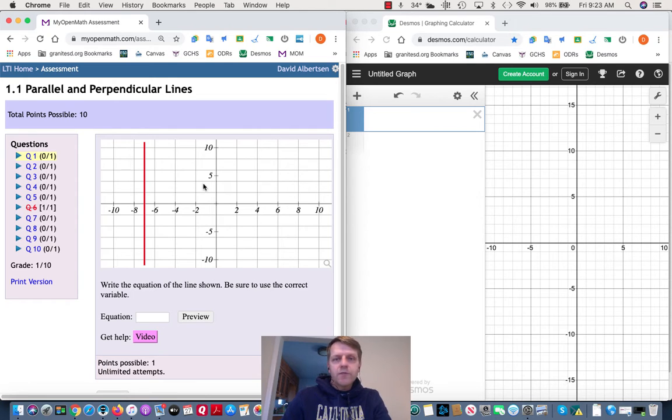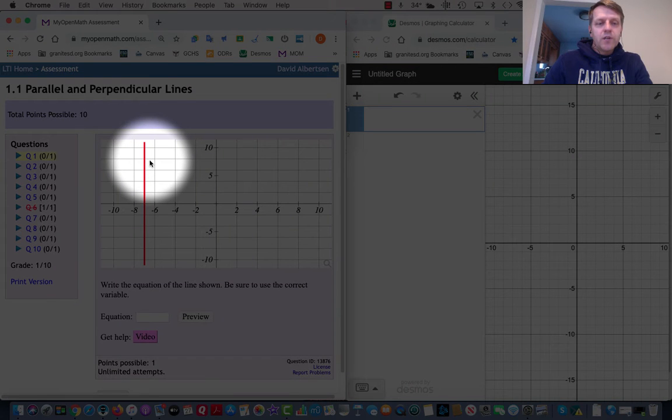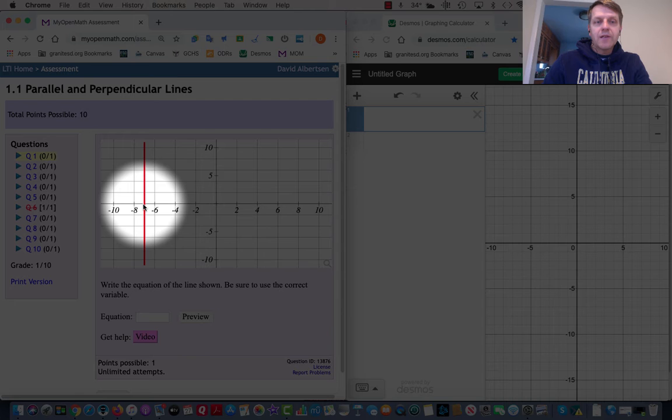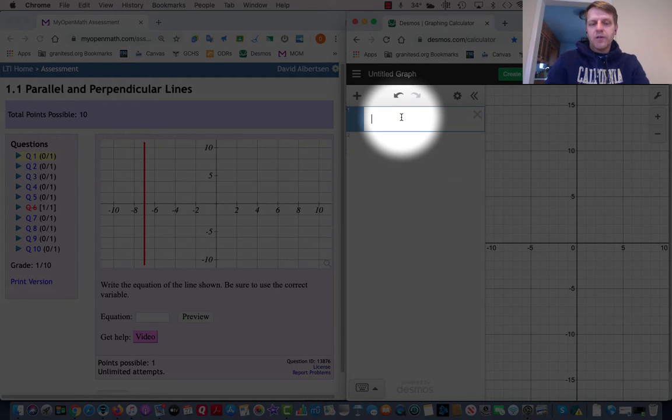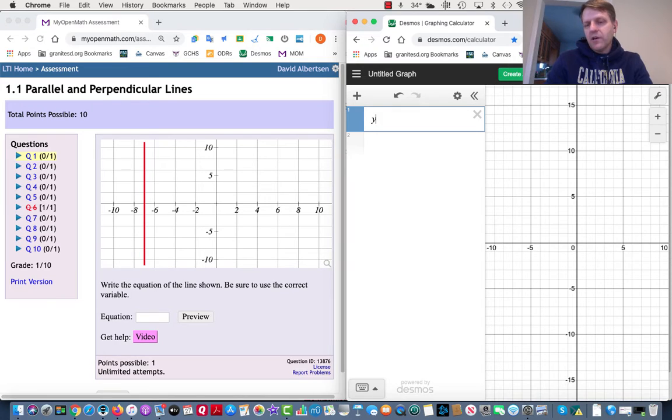So let's look at this first one. This says write the equation of the line shown. So it looks to me like on my screen that this red line goes through -7. Now yours might go through somewhere else. So I want a line to go through -7 over here, so I'm looking at my Desmos screen. Let's try something. Let's try y equals -7.